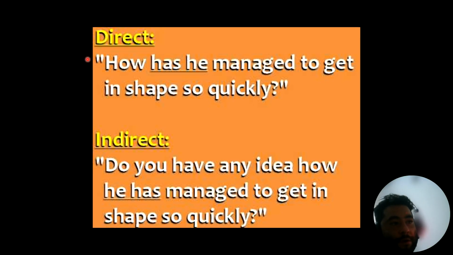we have the first example. How has he managed to get in shape so quickly? That would be a direct question, a normal question that we have every day. But the indirect question can be, for example, do you have any idea how he has managed to get in shape so quickly? In this case, we need to pay attention to two, let's say, changes.